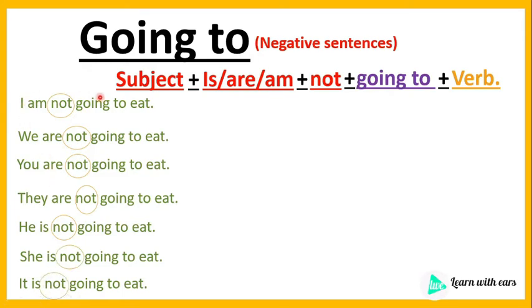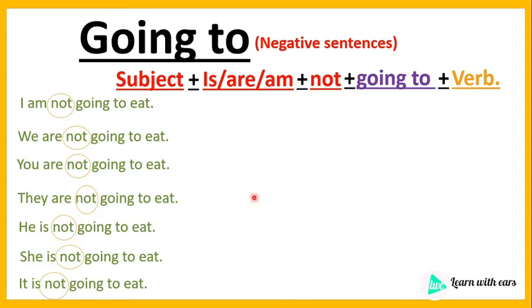Okay? I am not going to eat. We are not going to eat. You are not going to eat. They are not going to eat. He is not, she is not, and it is not going to eat. Right? So in negative sentences, we use not.